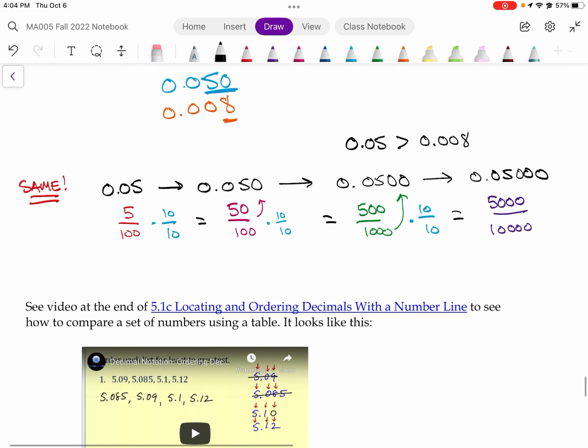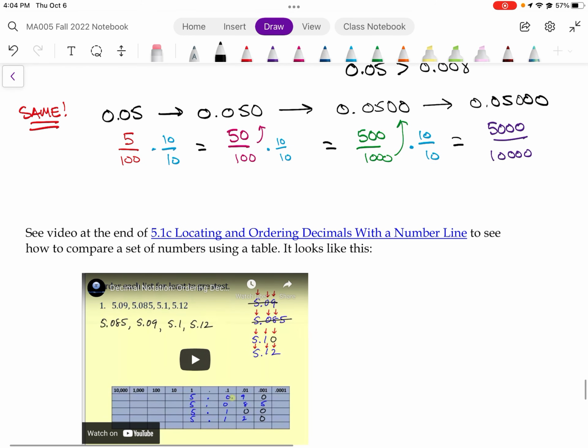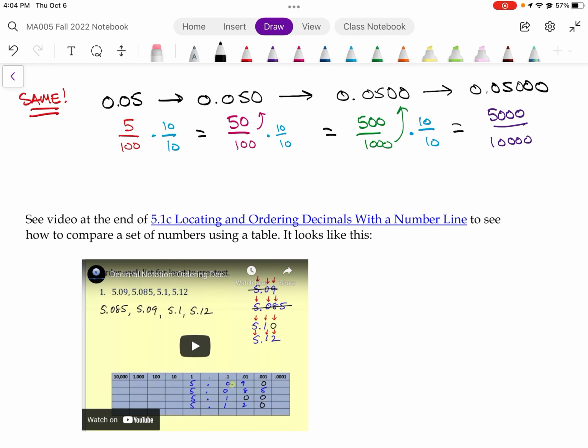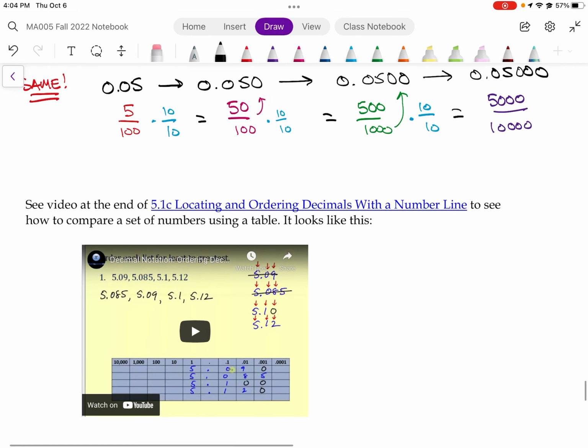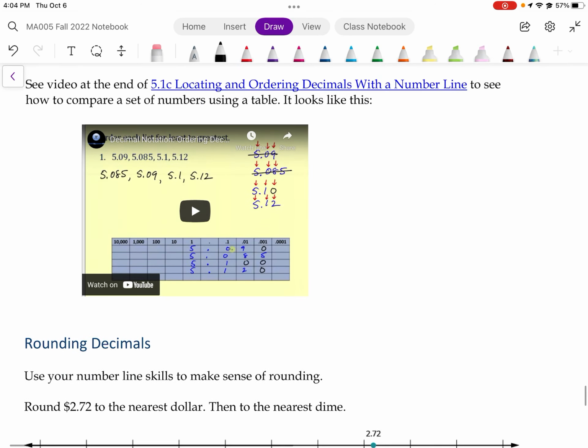There's a video at the end of 5.1c, locating and ordering decimals with a number line to see how to compare a set of numbers using a table. I just kind of showed you, but there's a different method here that's pretty helpful, and I would recommend going to watch it. Okay, so this is just a screenshot, so you can't click on this. You have to go to the book.